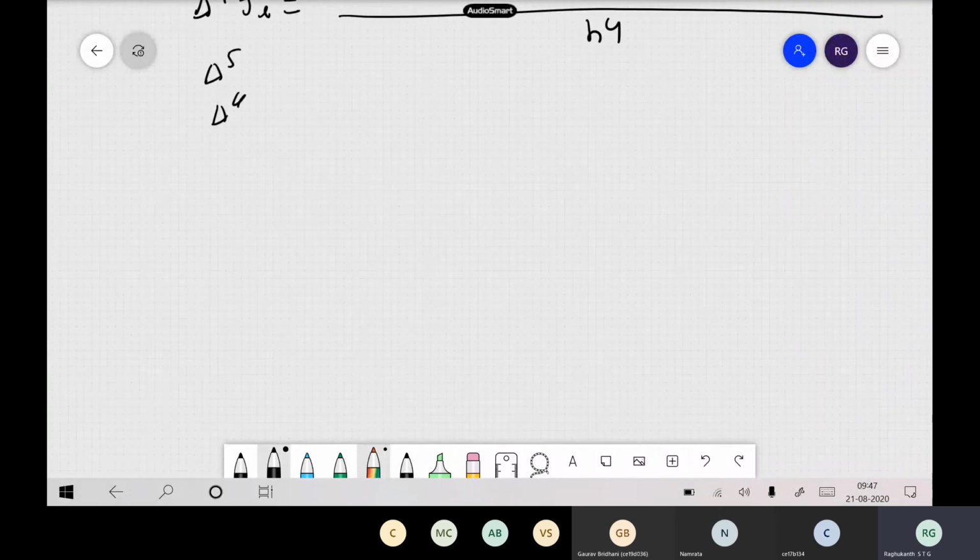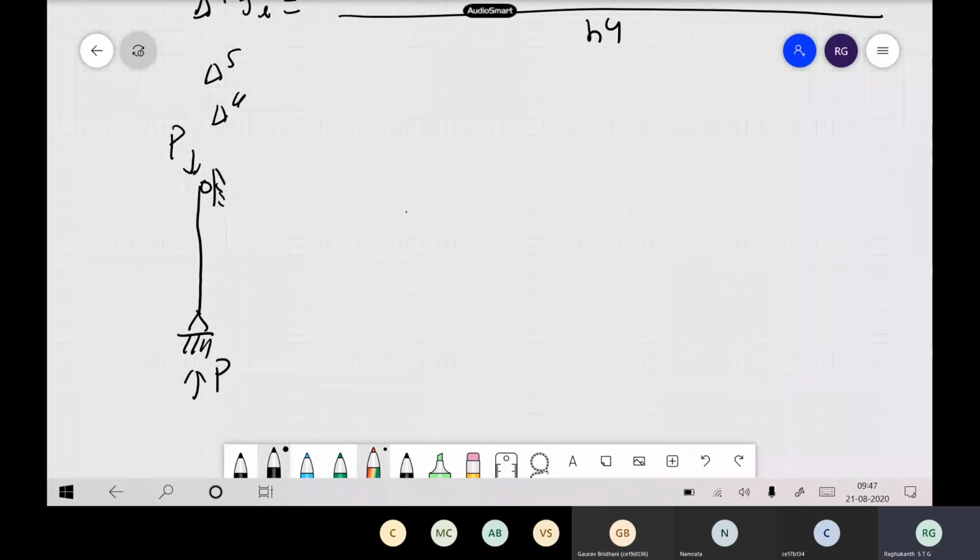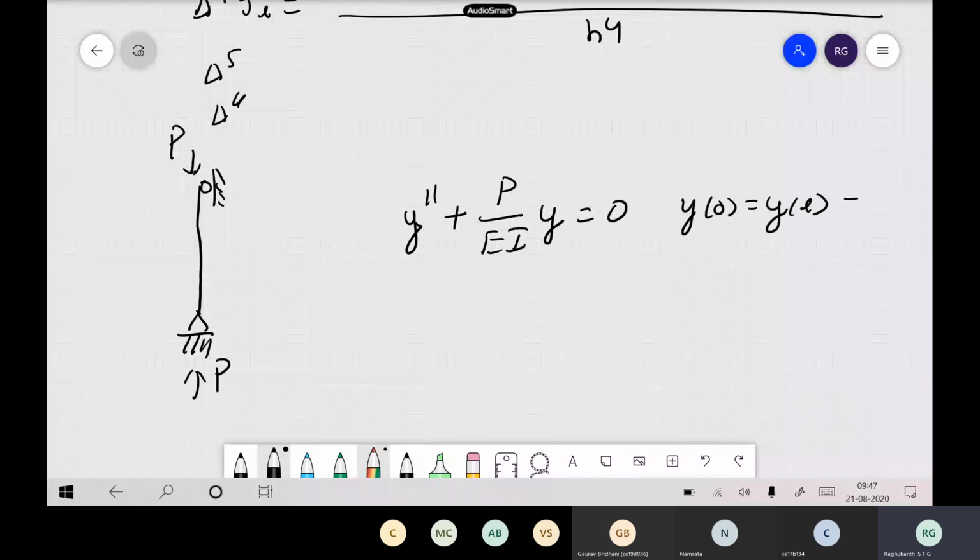For example, take a simply supported column. Now we all know the equation of equilibrium: y double dash plus P by EI into y is equal to 0. And of course y at 0 and y at L are equal to 0. So this is our ordinary differential equation.